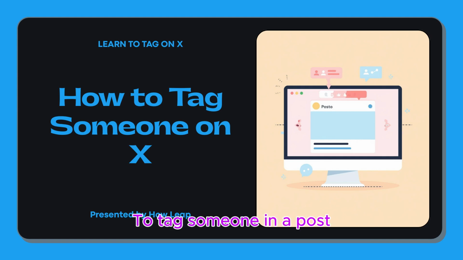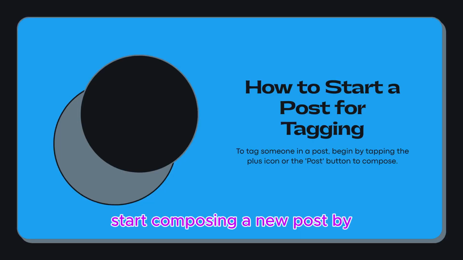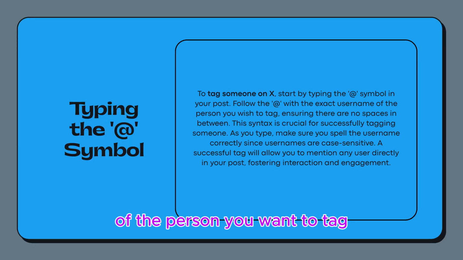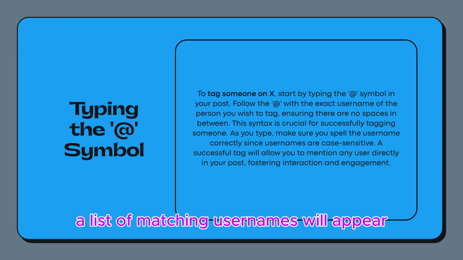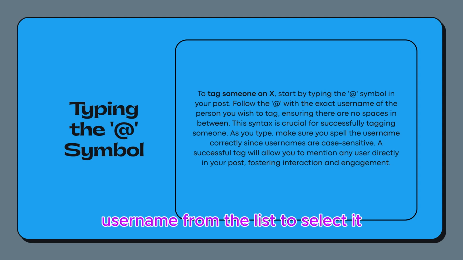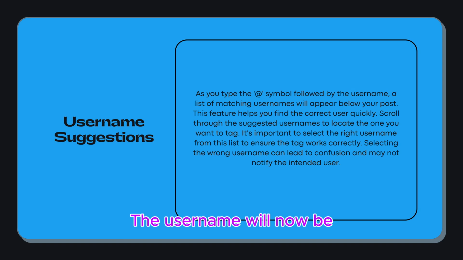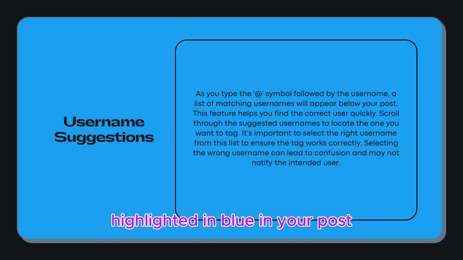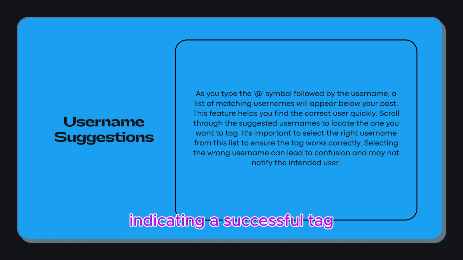To tag someone in a post, start composing a new post by tapping the plus icon or the post button. Type the @ symbol followed immediately by the username of the person you want to tag. As you type, a list of matching usernames will appear. Tap the correct username from the list to select it. The username will now be highlighted in blue in your post, indicating a successful tag.